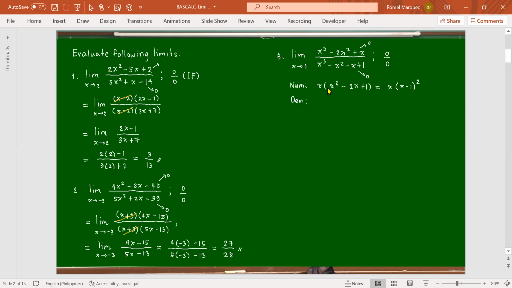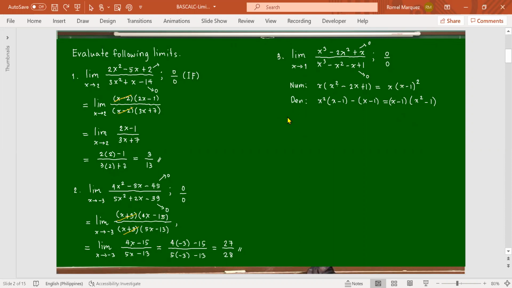What about the denominator? I can do factoring by grouping, no? Group the first two. Common is x squared minus 1. And then minus, for the last two, you factor out negative, so x minus 1. So getting x minus 1 as common, and then the remaining is x squared minus 1. Okay now, guys? Am I correct, guys?